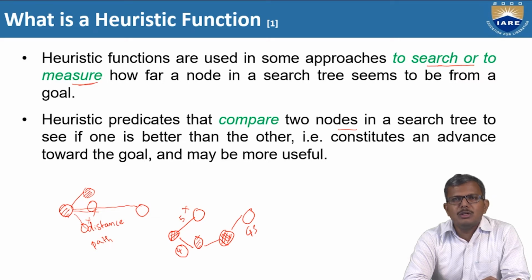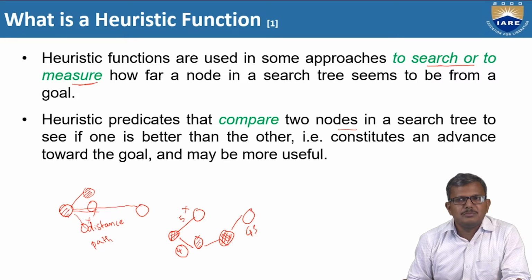We are going to move in the state space itself without reaching the goal state. So identifying the next node, the proper or perfect next node, is also very, very important. So in that case, the heuristic search technique or heuristic function is going to help us.